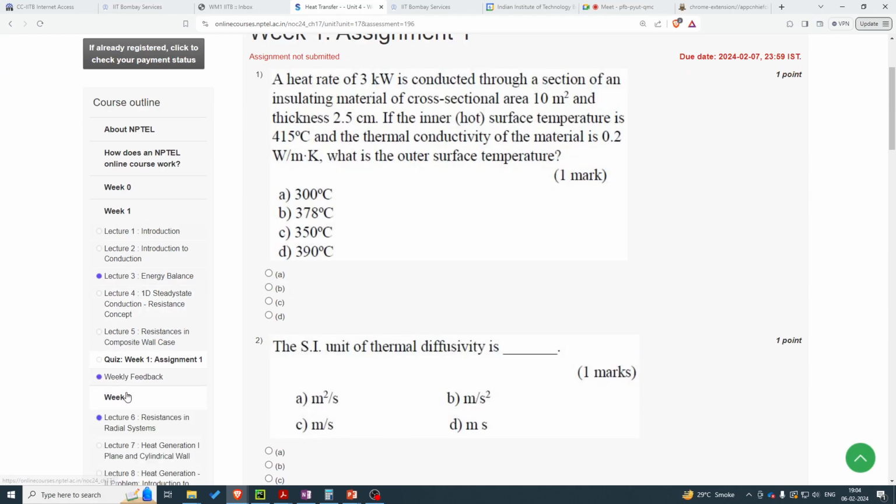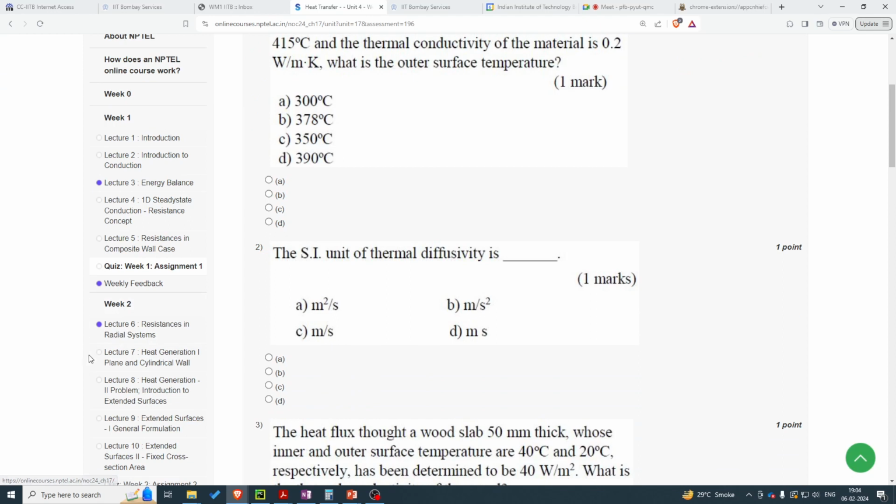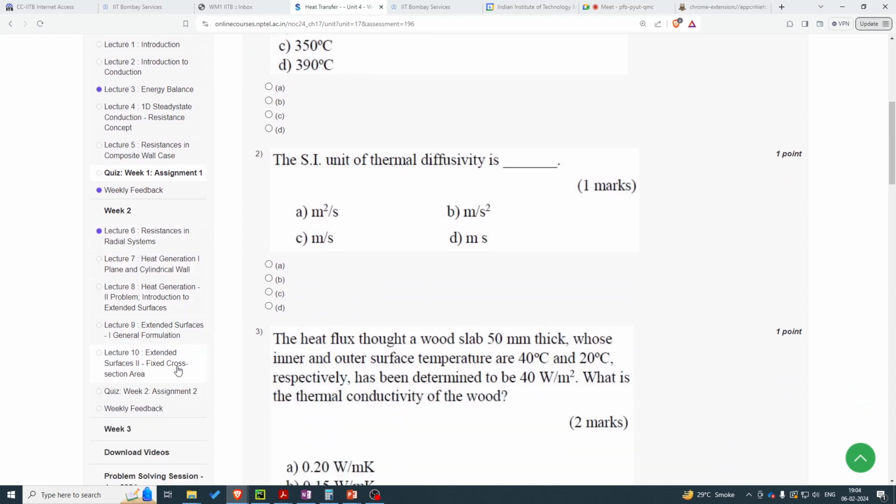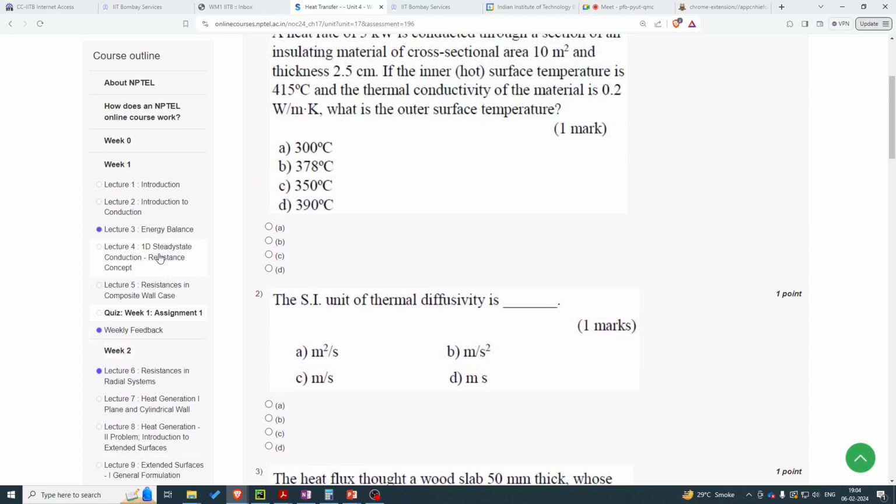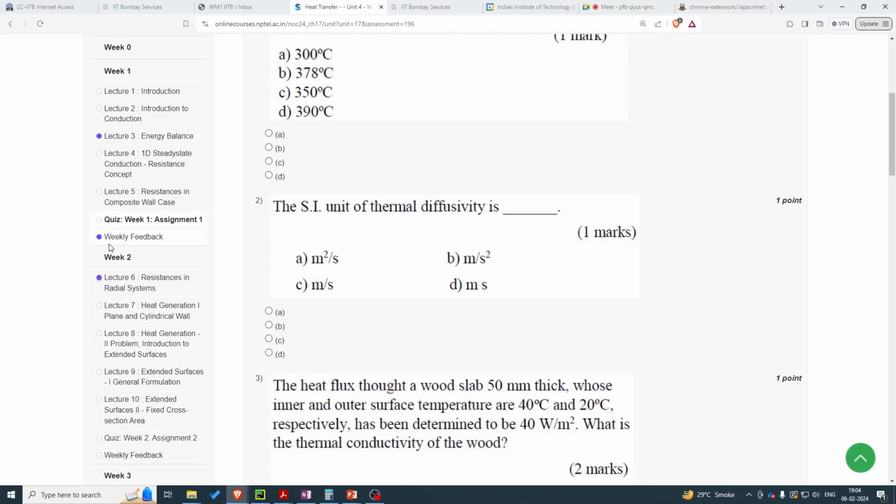So today we will be discussing the content of week 2 so that you can solve this weekly assignment number 2. So we will just revise what all we studied in the last class, that is week 1, and then we can move on to the basic theory necessary to solve the questions of week 2.